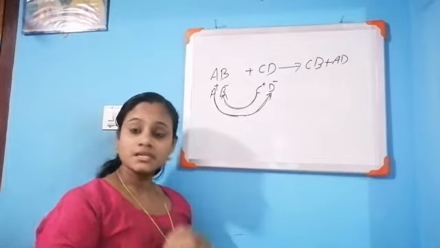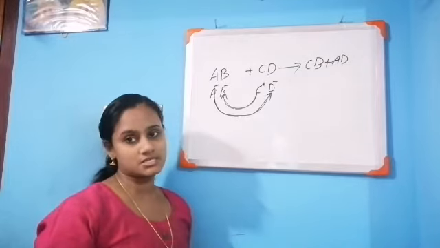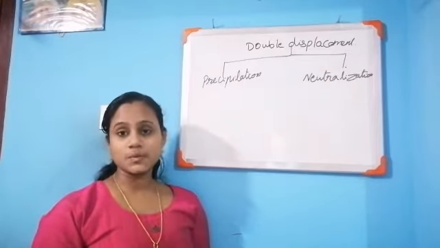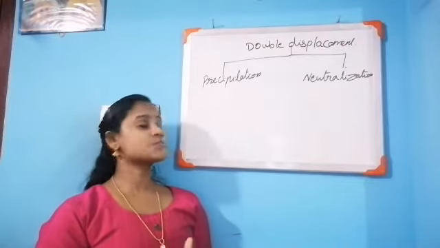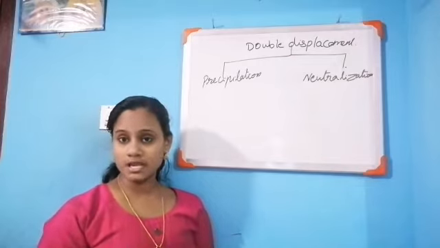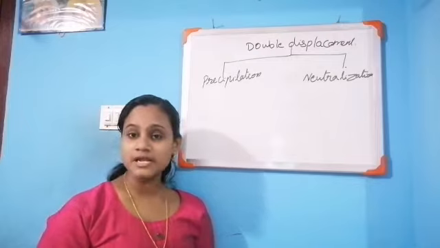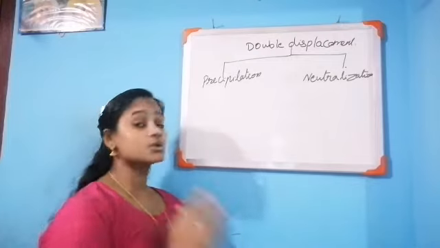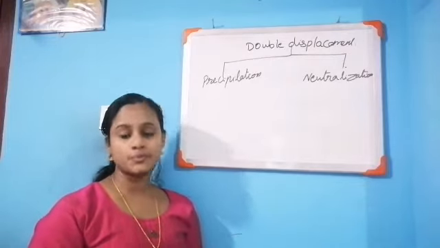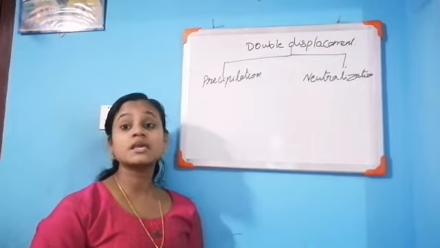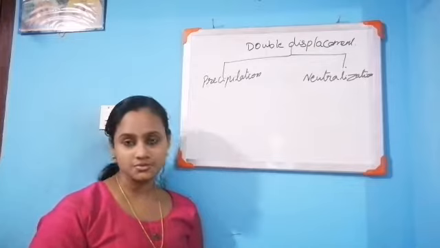Clear, no? Double displacement reaction is divided into two types, precipitation reaction and neutralization reaction. So what is precipitation reaction? What is precipitate? That is an insoluble solid. Here also two compounds react to form new products. One of the products is an insoluble solid, that is precipitate. That type of reaction is called precipitation reaction.